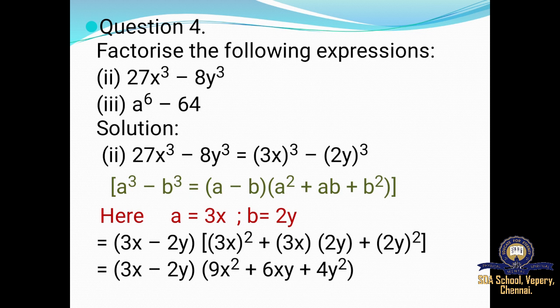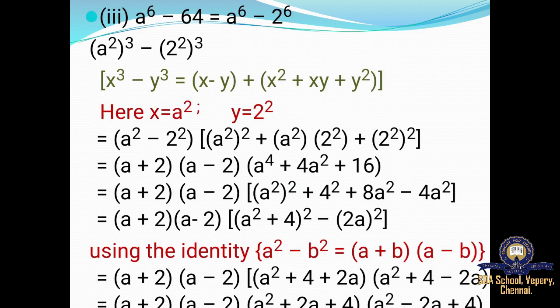Then in the next step, what am I doing? I am merely opening up the bracket, that is 3x the whole square is 9x square, right? Then 3 into 2 is 6, x into y is xy, 2y the whole square is 4y square. Got it, students? Moving on to the next subdivision, number 3. a power 6 minus 64. This is the given question. I do not have any formula for power 6, right? But before proceeding, let us rewrite 64 as 2 power 6. If you cross check, you will get 2 power 6 to be 64.